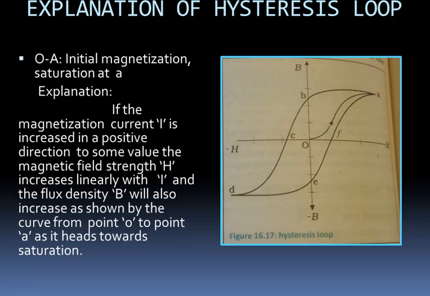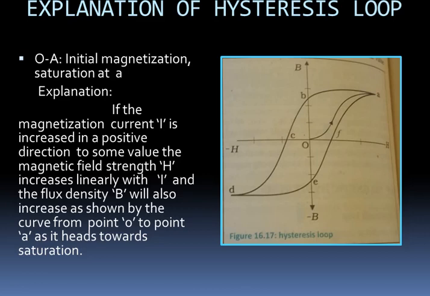Dear students, now here's a complete explanation of the hysteresis loop. As you can see in the diagram, point O to A corresponds to initial magnetization and saturation at A, and its complete explanation is as follows.